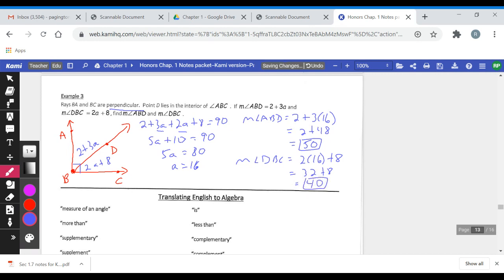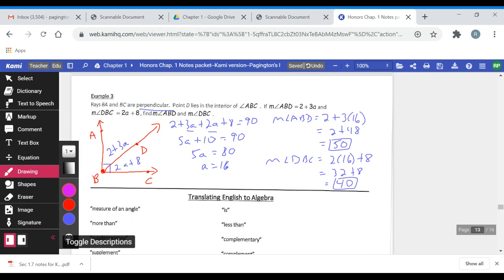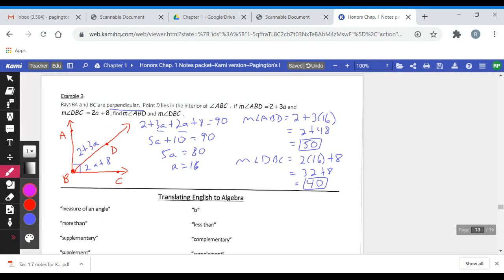And again, if I want to do a quick check of my answer, I can always plug these back into my picture. Here's my 50, here is my 40, and if I'm checking this, I should add those up, 50 plus 40, and I can see I get 90, and that's what I was supposed to get. So I know that this checks out, right?